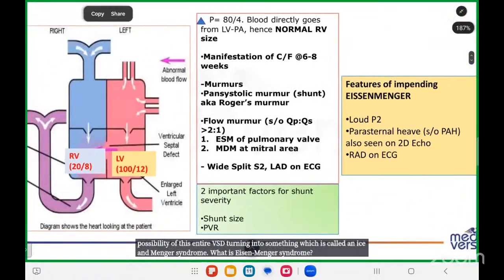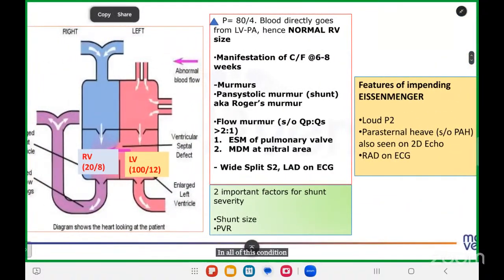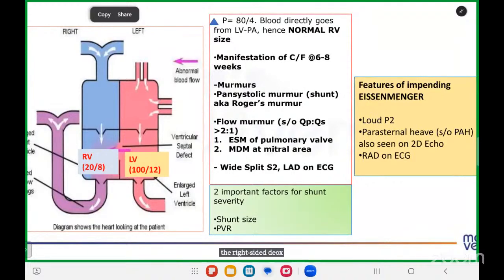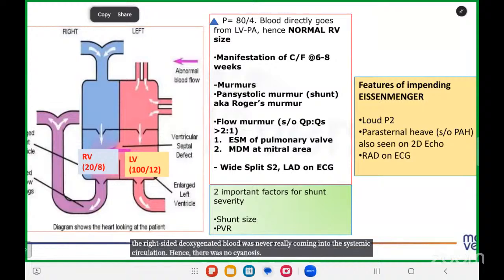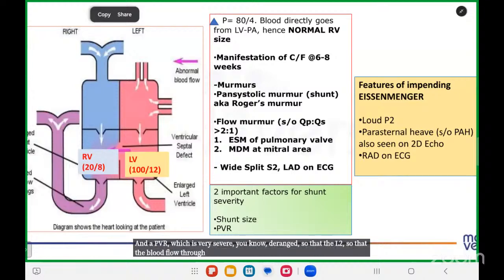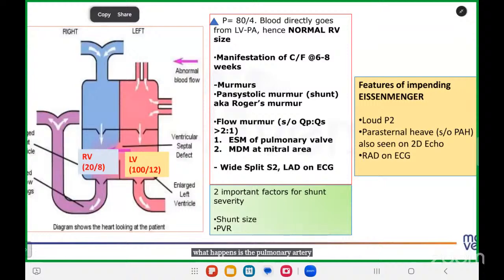In all of these conditions that I talked of, there was a predominant left to right shunt, which means it was completely an acyanotic lesion. The right-sided deoxygenated blood was never really coming into the systemic circulation. Hence, there was no cyanosis. Now, when I have a very significant shunt size and a PVR which is very severely deranged, the blood flow through the pulmonary artery after a certain point of time becomes overwhelming for the pulmonary artery to deal with. What happens is the pulmonary artery starts undergoing some vascular remodeling.